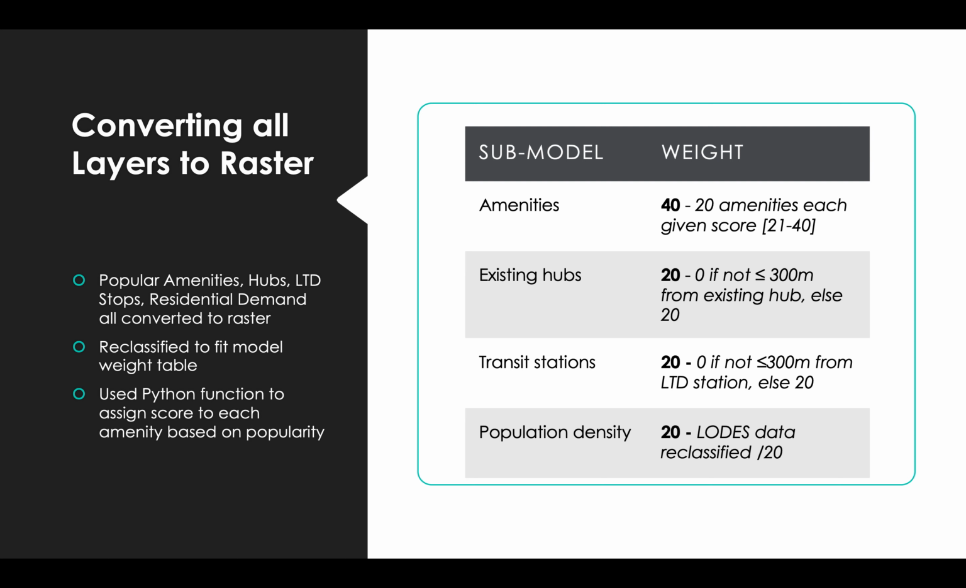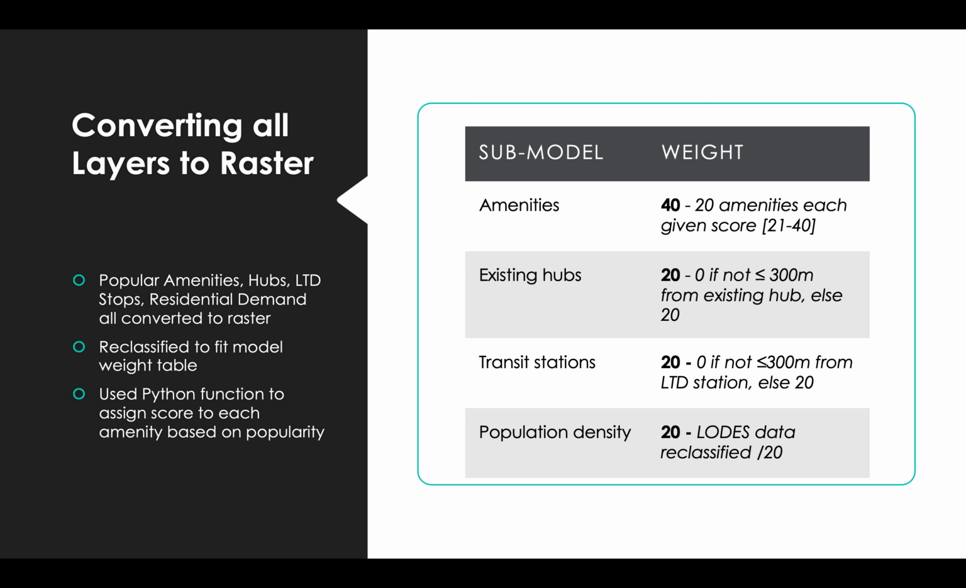This just meant in the raster layer, each amenity had a buffer around it, and the cells within that buffer got a value of whatever score that amenity got, and outside of the buffer, where there was no amenities, it was a score of 0. And then for existing hubs and transit stations, I gave it a score of 20 if the cell was within the buffer and 0 if not.